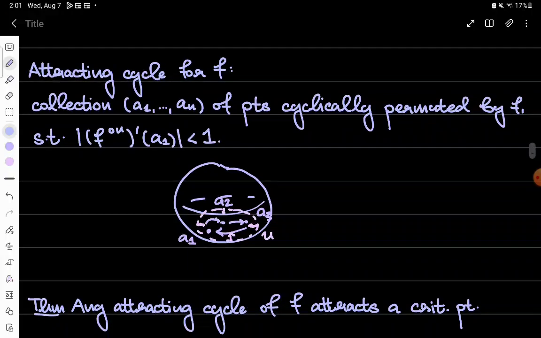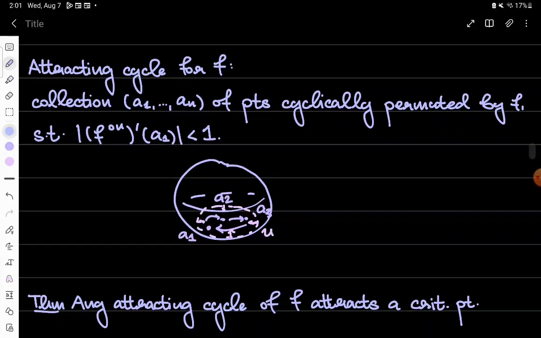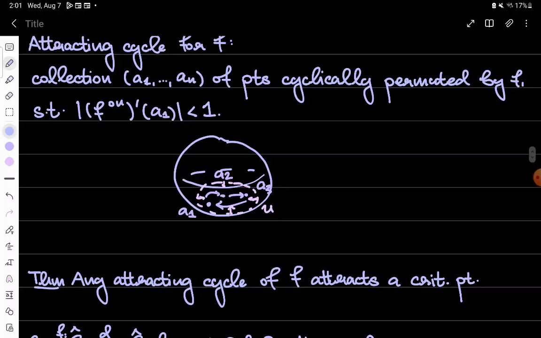So with this heuristic in mind, we said that a collection of points a1 through an, in that order, is an attracting cycle for f if f cyclically permutes them, and such that the size of the derivative of the nth iterate at a1, this first point, is less than 1. So it's pulling in points in a neighborhood. It's easy to see that there exists some open neighborhood around this attracting cycle whose points, upon iteration, are going to converge. And this neighborhood is called the immediate basin.